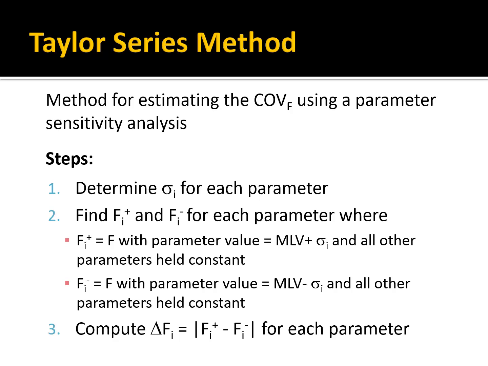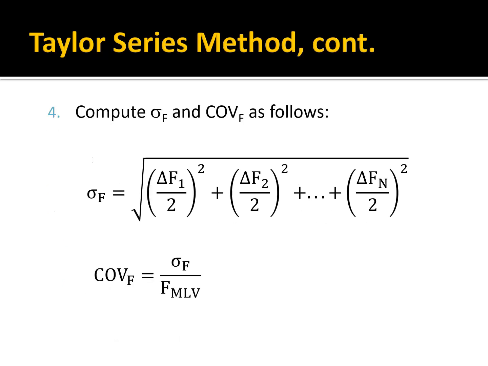So in that model run, you're looking at that one parameter, and you perturb it up by one standard deviation, and then calculate the factor of safety. That is Fi plus. And then you take that same parameter, and you decrease it by the standard deviation, hold everything else constant, and that's Fi minus. Then you take Fi plus minus Fi minus, and that's delta Fi. That's the delta Fi for that parameter. And then you repeat that for each of the other parameters. And then once you do that, you plug it into this equation.